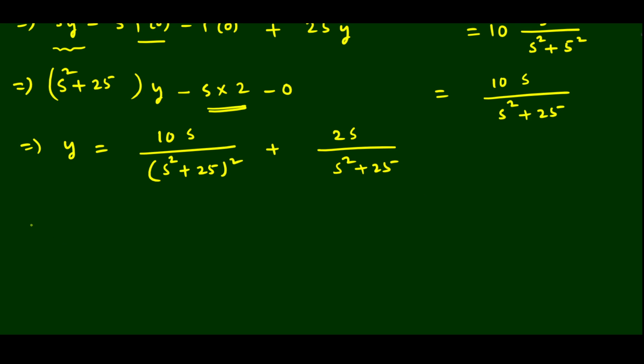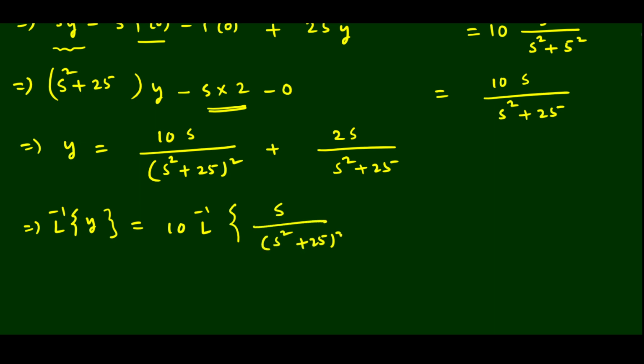So now what to do? Now we have to take inverse Laplace transformation. L inverse of small y. So 10 is constant. L inverse of s divided by s square plus 25 whole square, or you can write this 10 inside also, no problem. Then next is 2 constant, L inverse of s divided by s square plus 25. For the first term, we have to calculate a little bit. There is no direct formula for s divided by s square plus 25 whole square.